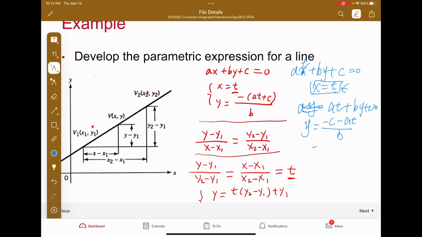Take the minus out. Okay, we have this. So this is this. In this way, we use t to represent x and y, to describe another x and y. Okay, this is the line.